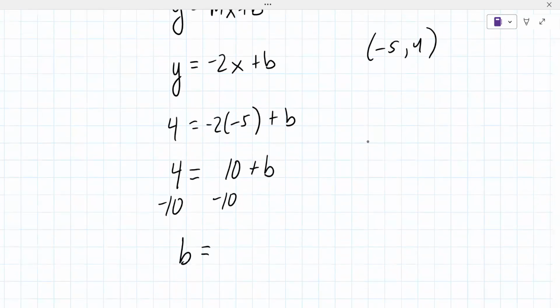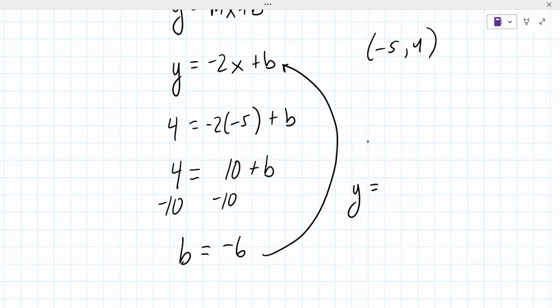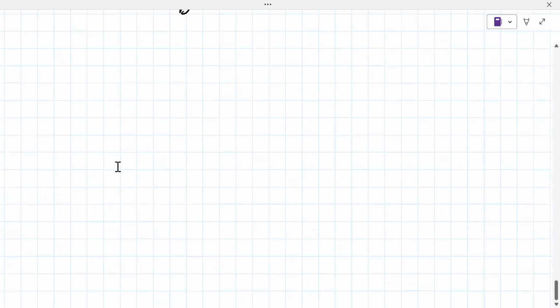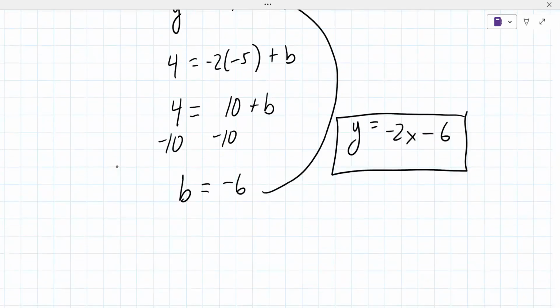The value of b is -6. There we go. And that goes back into the line, so it becomes y equals -2x minus 6. Wait, is that the final answer? Y equals -2x minus 6? Yes. This is the equation of a line. There's three forms of an equation of a line. This is the most common one, mx plus b.